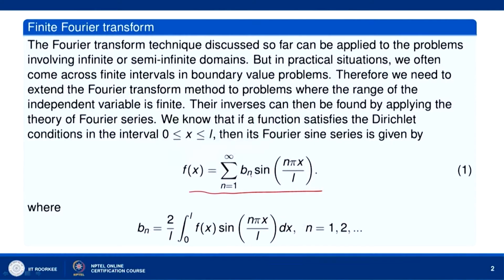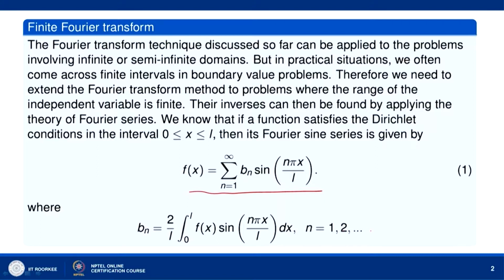So, for the half range Fourier sine series, you get f(x) = Σ (n=1 to ∞) b_n sin(nπx/L), and the value of the Fourier coefficients b_n is given by (2/L) ∫ from 0 to L of f(x) sin(nπx/L) dx, where n takes values 1, 2, 3 and so on.